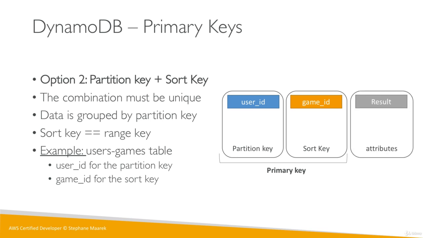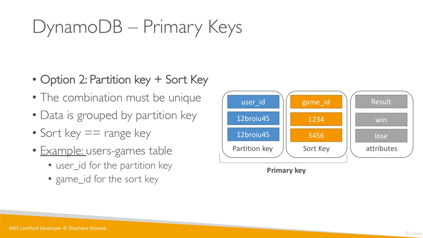In terms of attributes, we can still have, for example, the result of the game. If we take our first row, we have our first user playing game ID 1234, and it wins. And maybe the same user, you see the partition key is the same, plays another game, and maybe this time it loses the game. As we can see here, the partition key is going to be shared, duplicate, but the sort key is going to be different. So the combination of partition key and sort key is going to be unique.